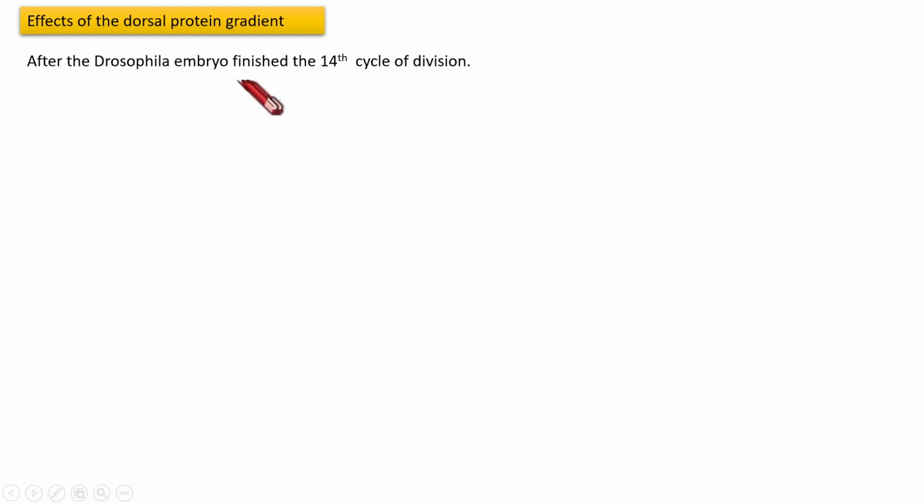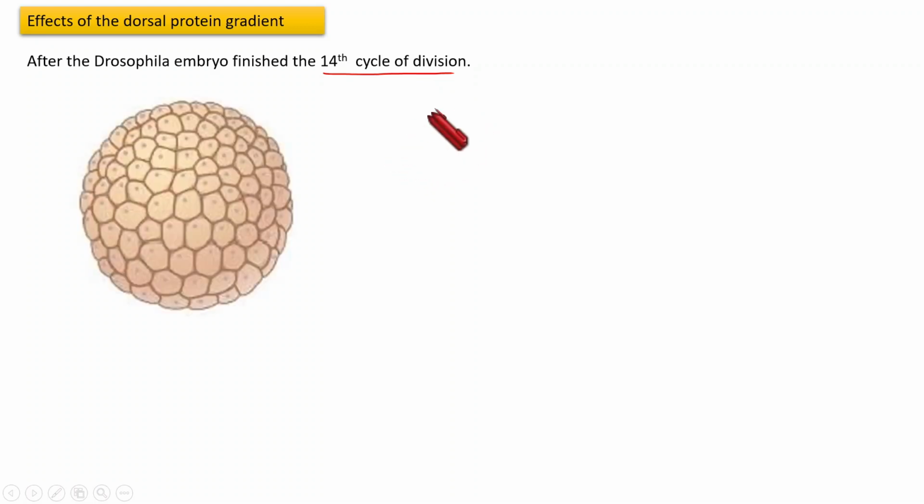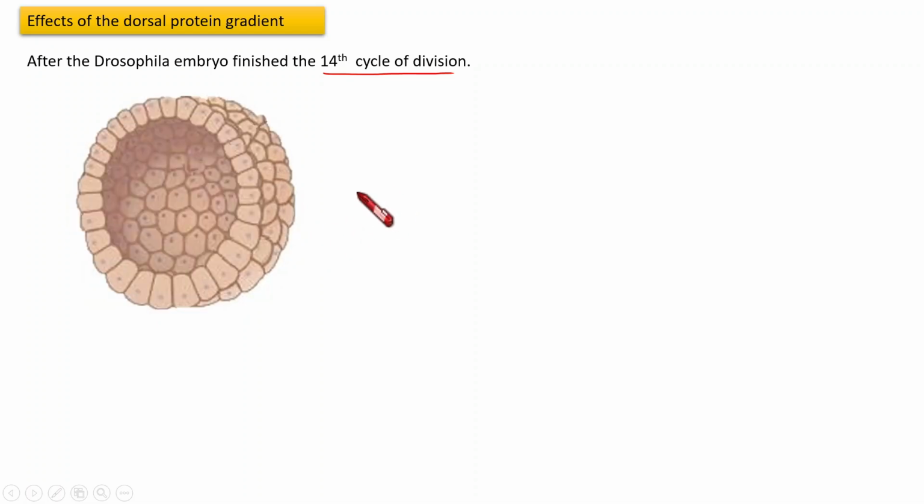So we are going to consider the embryo of Drosophila that has just finished the 14th cycle of division. As it finished this 14th cycle of division, we know that there is enough number of cells, and it will become a blastoderm stage. Certainly it will become a blastoderm stage. And if we take a cross section, it looks like this.